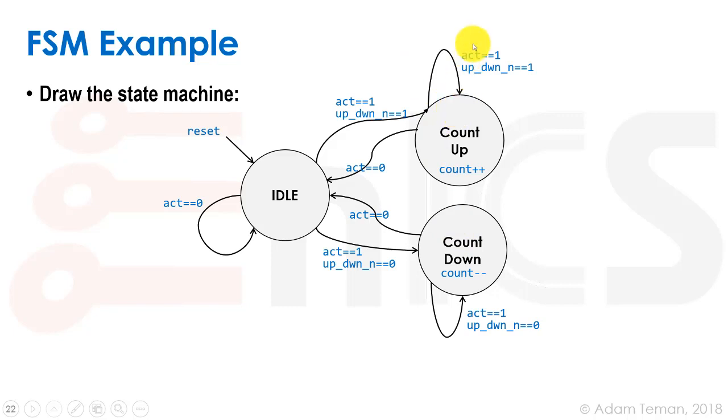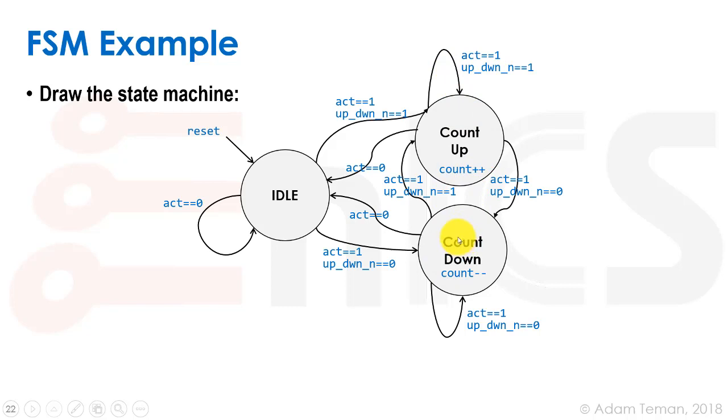Next, if we stay with act equals 1 and we have up down equals 1, we'll count up again. Or if act stays high and up down stays low, we'll stay in this state. On the other hand, if up down changed, we have to cross between the states that we were at.